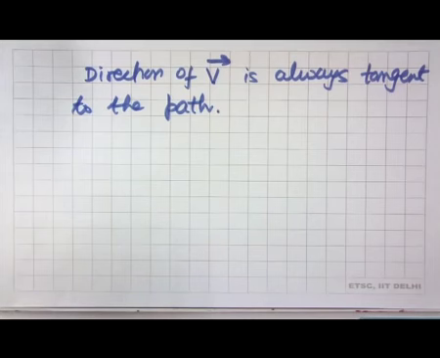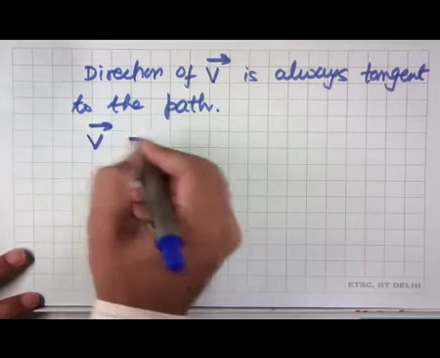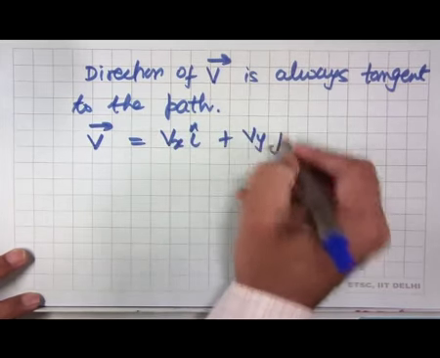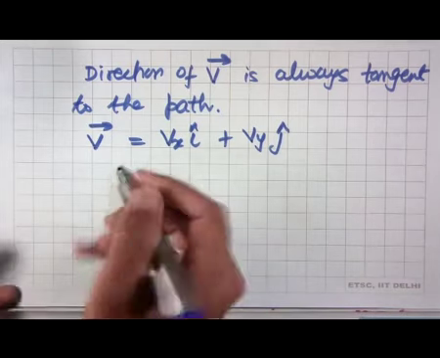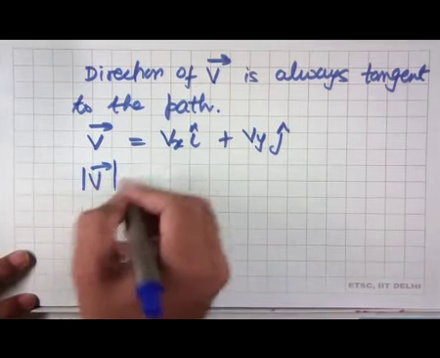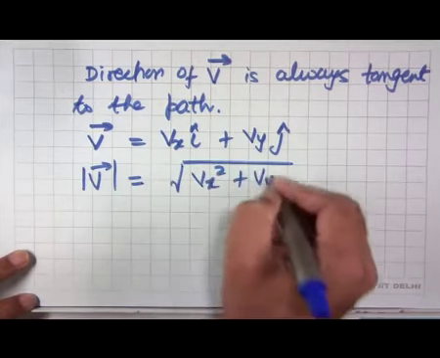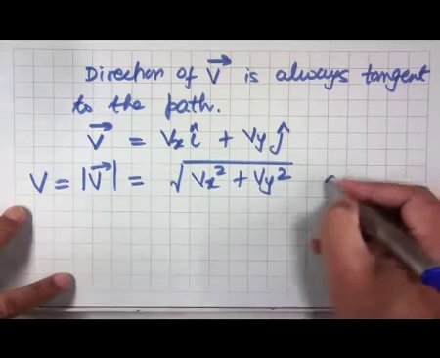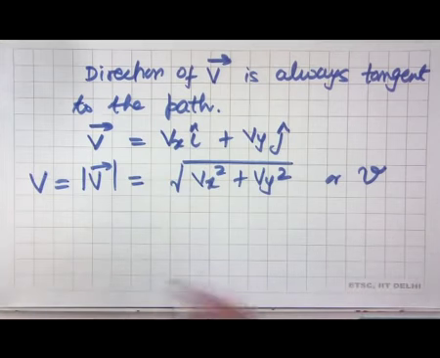And if we look at the magnitude of v, what we have also seen is this velocity v, we can write it as vx i plus vy j, if we write it in terms of x and y components, and the magnitude of v will be equal to square root of vx square plus vy square. Sometimes we also write this as v without the vector sign. So, that is the symbol for the velocity v.